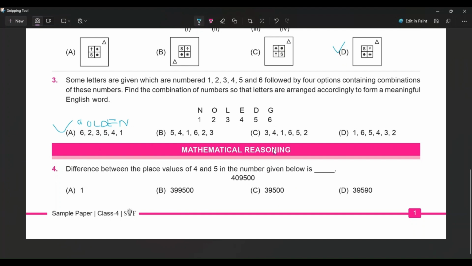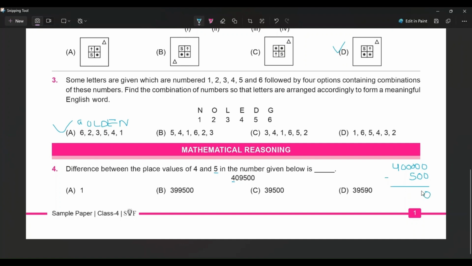Second section, mathematical reasoning. Fourth question, difference between the place values of 4 and 5 in the number given below is dash. Let's quickly find out the place value for 4. After 4, you have to keep zeros. How many zeros? 1, 2, 3, 4 and 5 zeros. So the number becomes 4 lakhs. And place value of 5, after the 5 digit, you anyhow have zeros. So put as it is, 500.